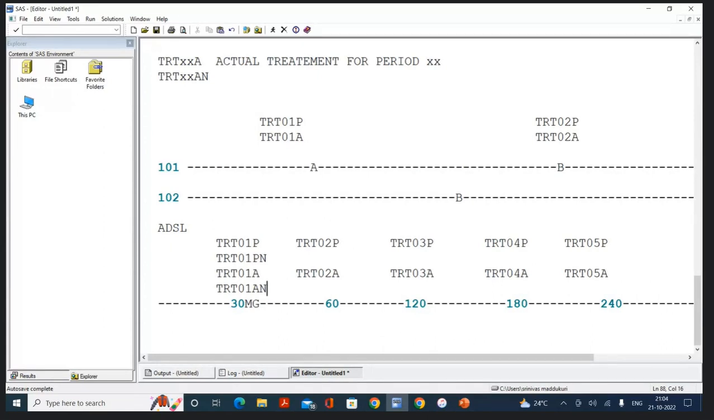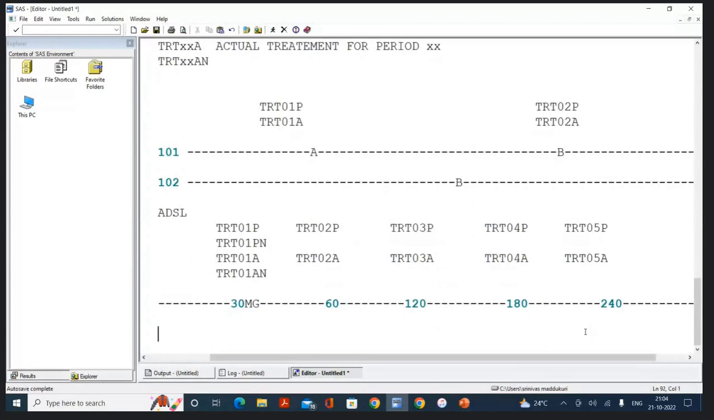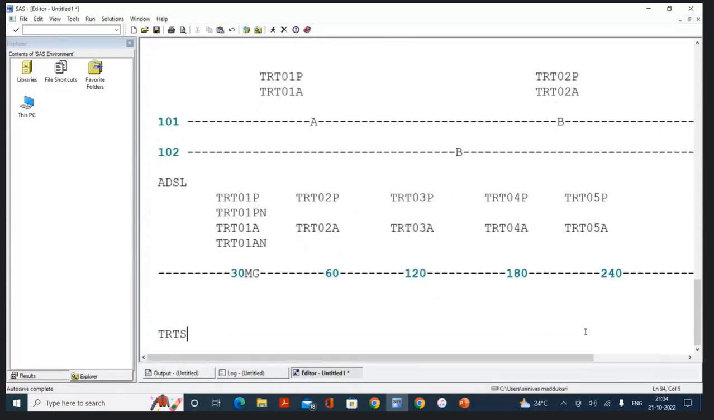Clear everybody this one? Yes, sir. Then the next set of variables that we are going to have is TRT sequence P, planned sequence of treatments.